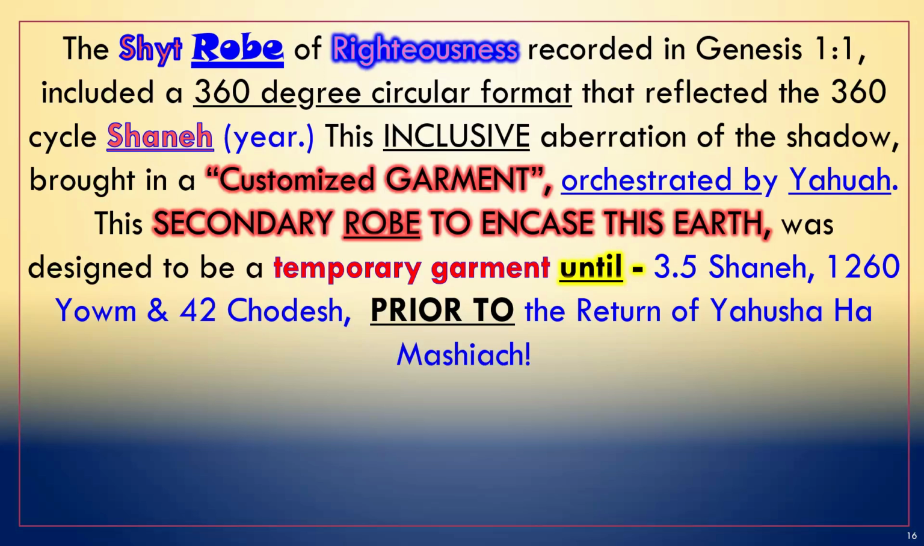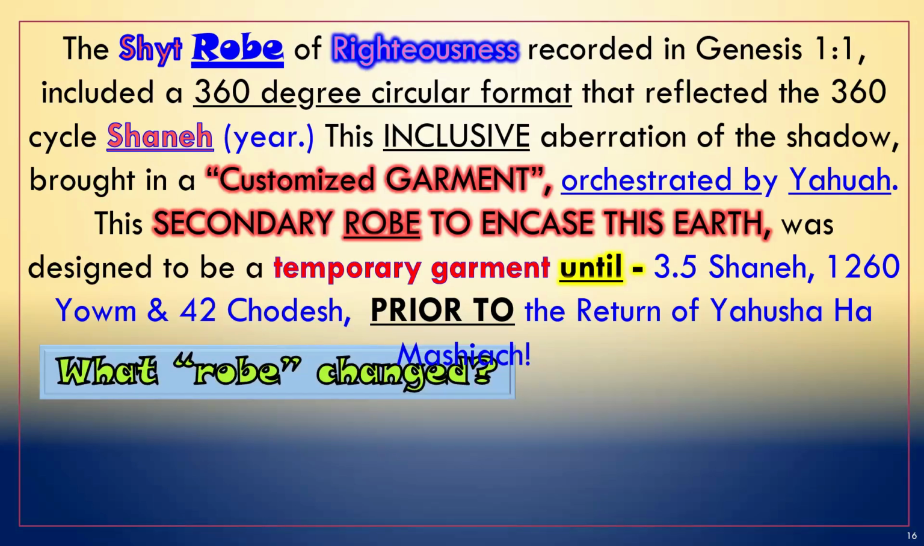What is a secondary robe? Could that be a reference to the 365-day year? That would have to go back to 360 cycles per year, so that the 3.5 Shane, or years, the 1260 Yom, or days, and the 42 Chodesh, months, could function all together and equal out and allow the time frame to be accomplished as Yahuwah has spoken. Is that what this secondary robe is referencing? That secondary robe would have to be removed so that prophetic time could be fulfilled.